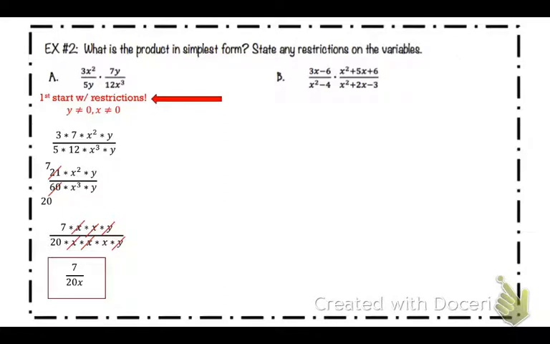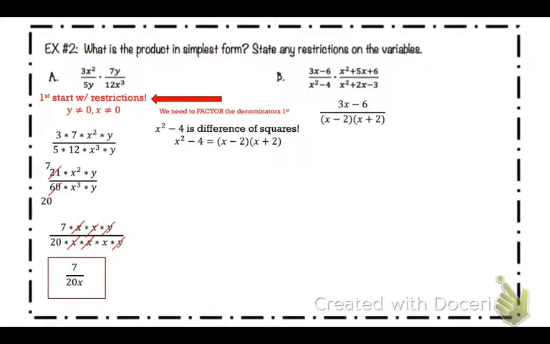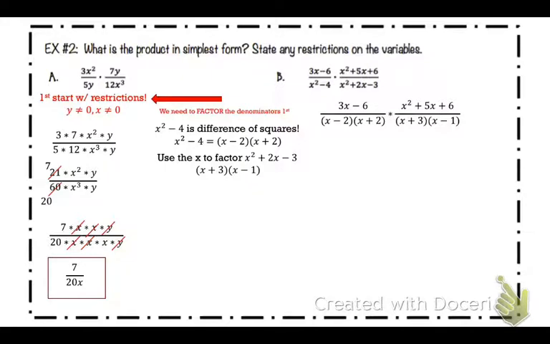So first we start with the restrictions. To do restrictions on this one, we have to factor the denominators. So x squared minus 4 is the difference of squares. So x squared minus 4 factors to x minus 2, x plus 2. So I'm just going to replace that part with x minus 2, x plus 2. Now we have to use the x to factor x squared plus 2x minus 3. That factors to x plus 3, x minus 1. So I'm going to replace that up there. So that's x plus 3, x minus 1.